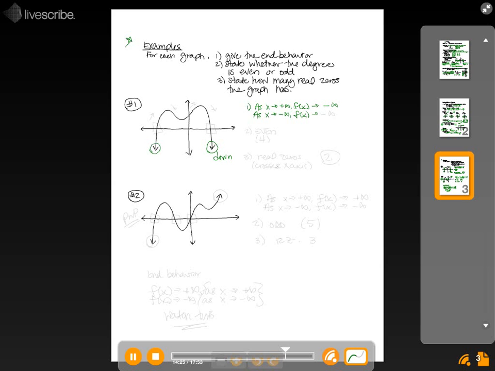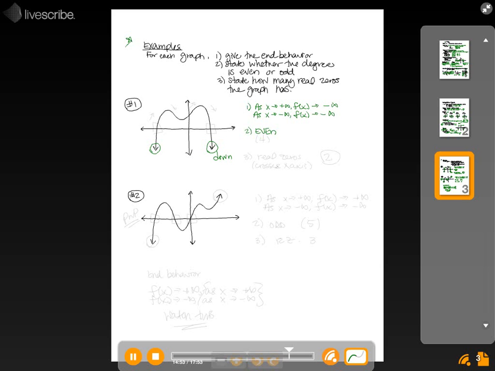Now we look at the left-hand side. Left-hand side is going down. If it's going down, we fill it in with negative infinity. And that's all we have to do. Second part is to state whether the degree is even or odd. Now this plays into when we talked about whether they're pointing the same direction or opposite directions. These are both pointing down. They're pointing the same way. And if they're going the same direction, that means it's even.